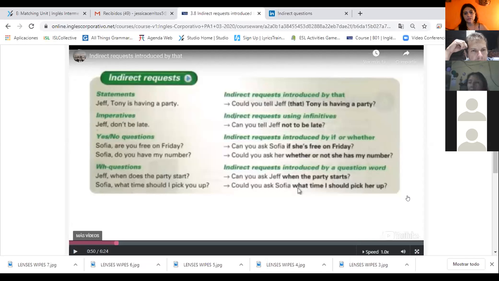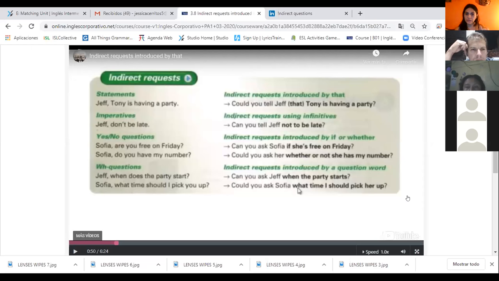David, can you read it? Okay. What column? The first column. The first one, a statement, yes. Jeff, Tony is having a party. Okay, Tony is having a party. Indirect request introduced by that. All right, we're using that right now.